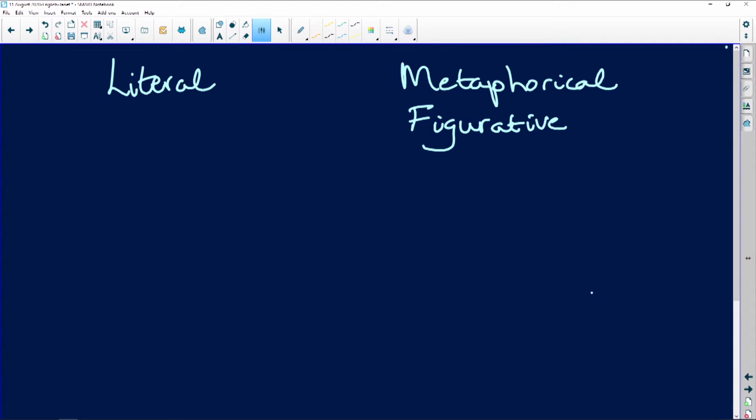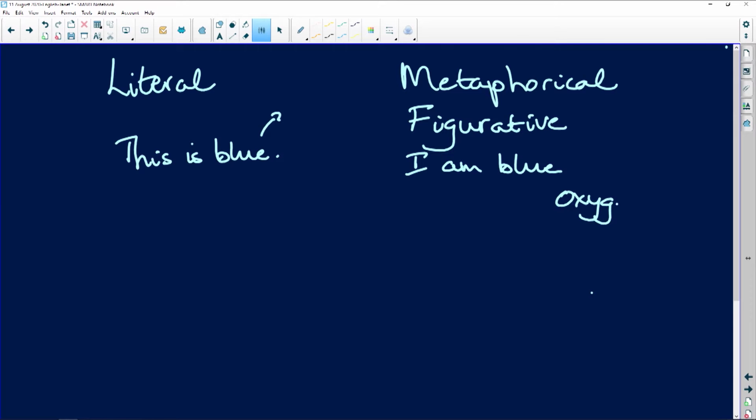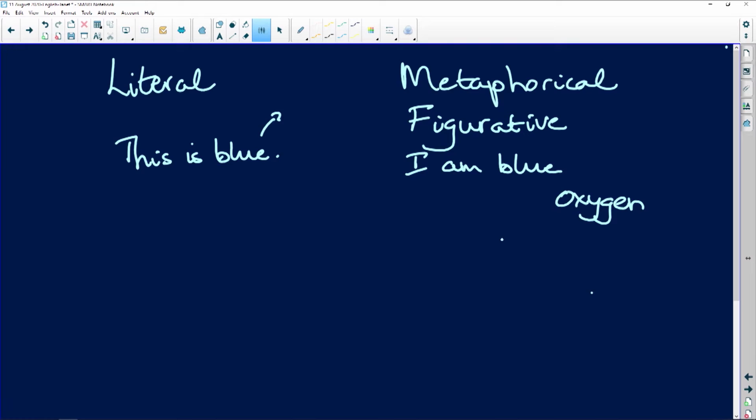So if you say, this is blue, then I'm looking at the color behind this. This is blue. What does it mean? It's what we call in English blue, right? So if you say, I am blue, it could be literal. It could be that you have a lack of oxygen and you've turned blue, you go blue around the lips and all of that. Or you could mean, I am depressed and unhappy.